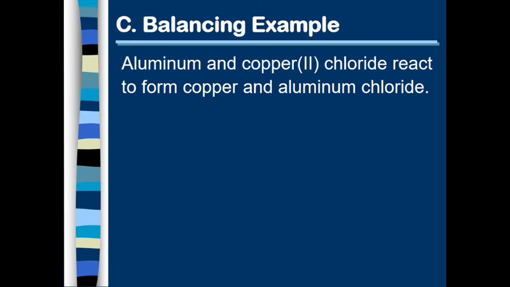We've got aluminum plus copper 2 chloride reacts to form copper and aluminum chloride. This example has left out all of our phases. So for right now, we're not going to add the phases, but I can tell you that the aluminum and copper are solid, and then the 2 chloride compounds are both aqueous solution. But we're going to leave those out so we can concentrate on the balancing concept.